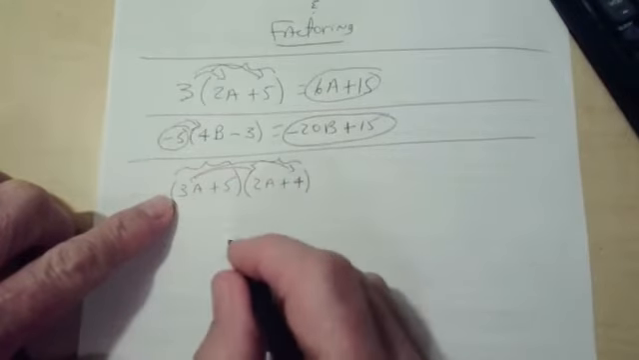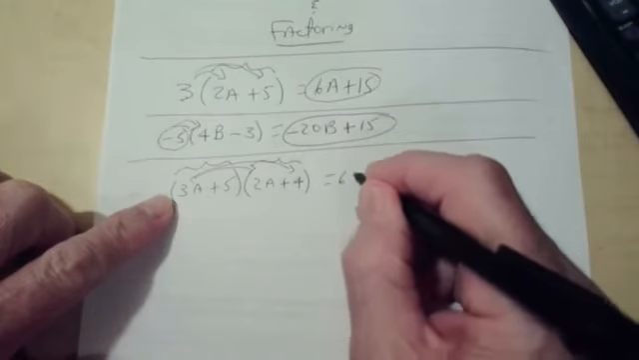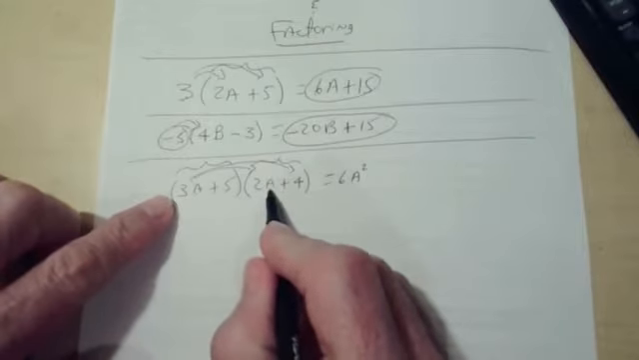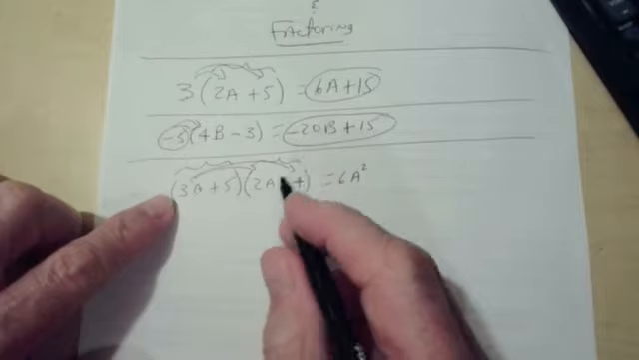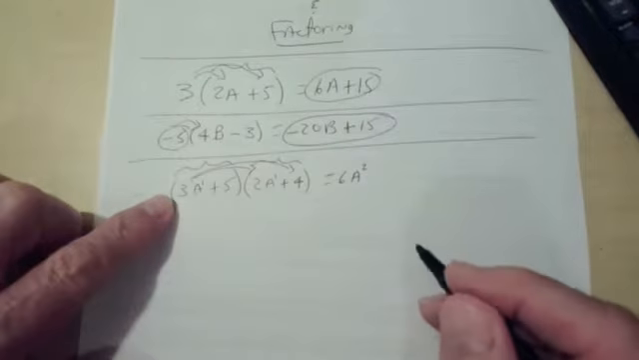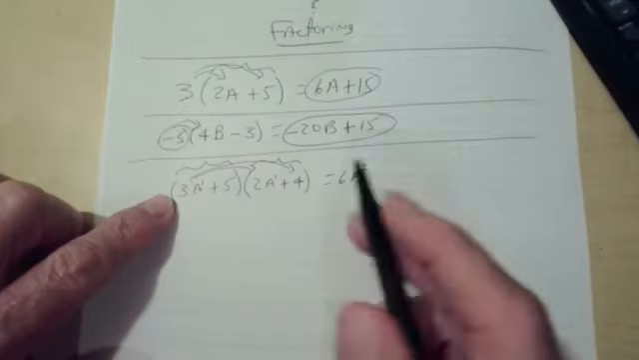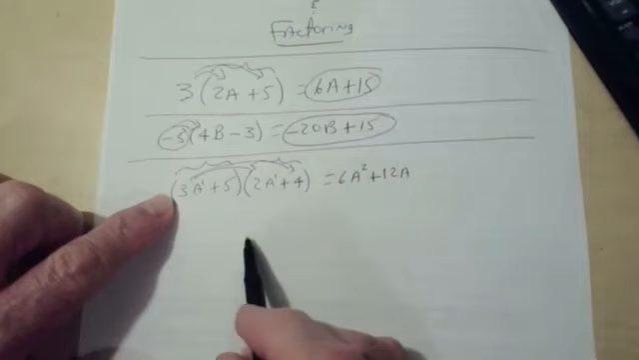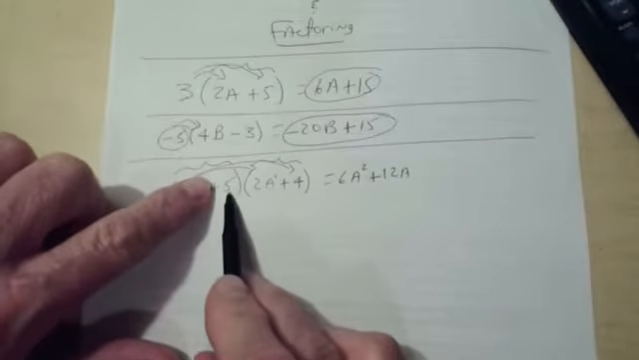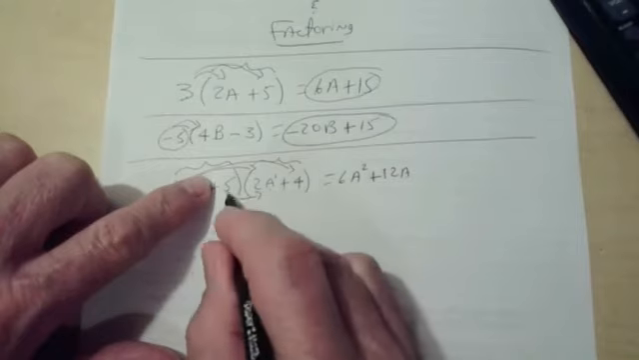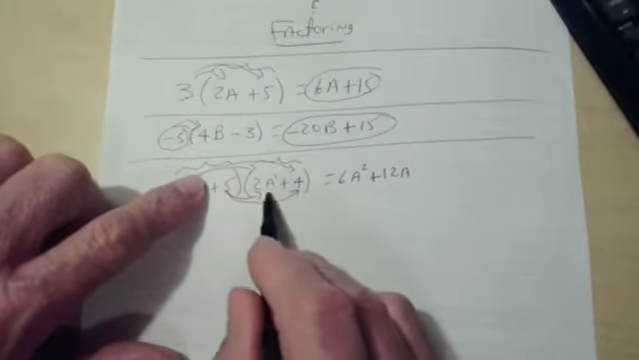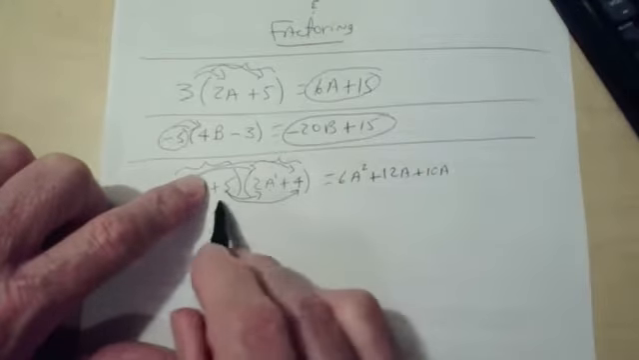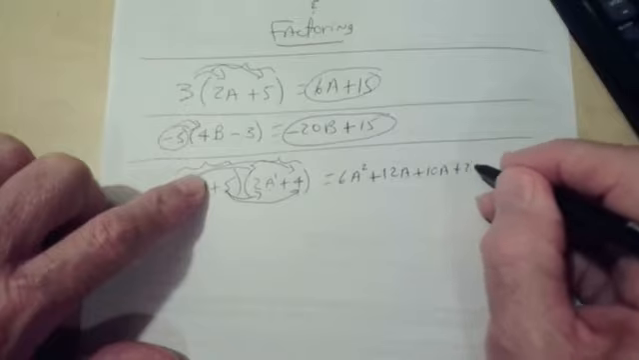3a times 2a is 6a squared. A times a, remember when we're multiplying and we have the same base number, we add the exponents. The exponent there is 1. We just don't write it. Now 3a times 4 is a plus 12a. And now we finish with that one. Now we do the same thing with the 5. 5 times everything over here. 5 times 2a is 10a. Again, don't forget the plus. And 5 times 4 is 20.